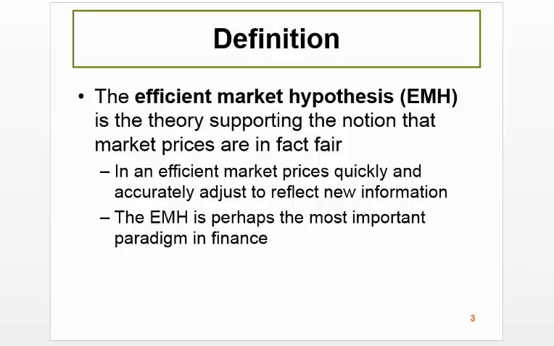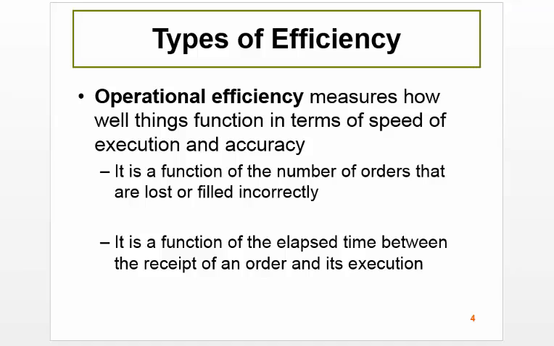So a good question on an exam would be, what are some major functions of an efficient market hypothesis? And you would want to know that there's an economic function, there's a continuous pricing function, and there's a fair price function. There's also two different types of efficiency we're talking about here as well. One is operational efficiency, right?